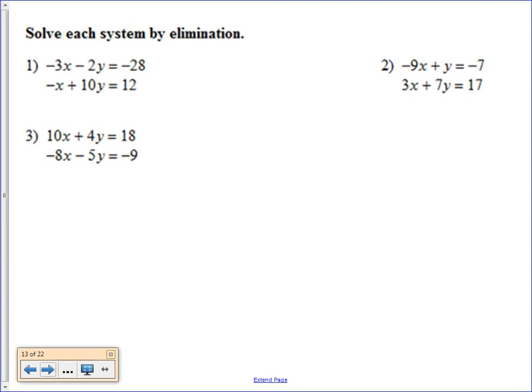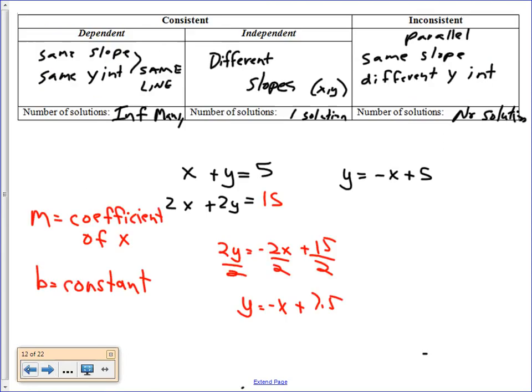These problems here, the directions say solve it by elimination. But just to go over one more of these, I'm going to take number 1 here, and if you need me to, I'm going to take number 2 and solve it by substitution. But real quick, I ought to be able to look at these problems right here and notice right off the bat that these are all systems that have different slopes. Since they have different slopes, I know the system is independent.